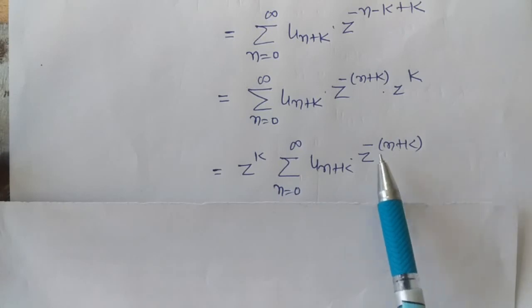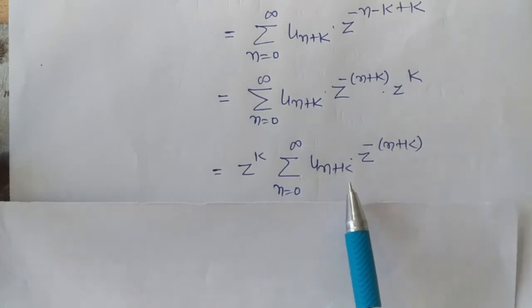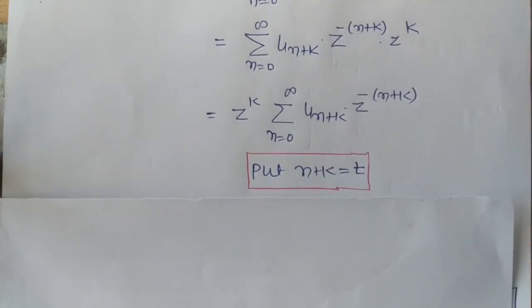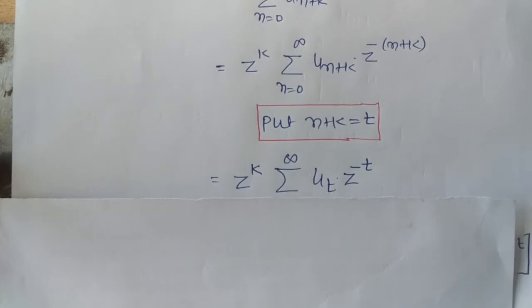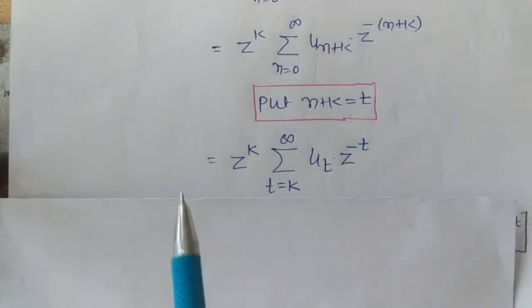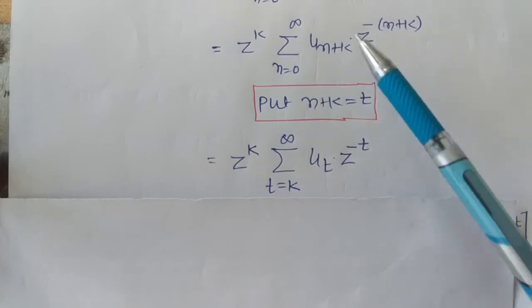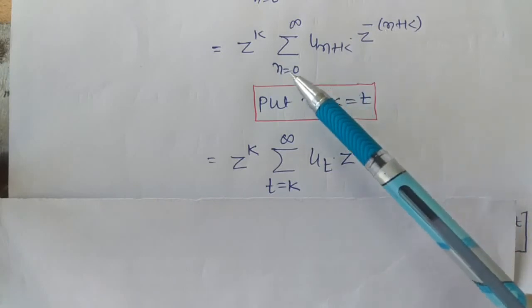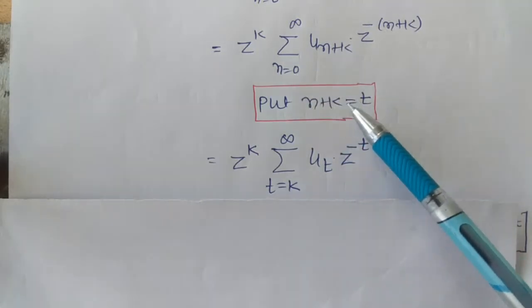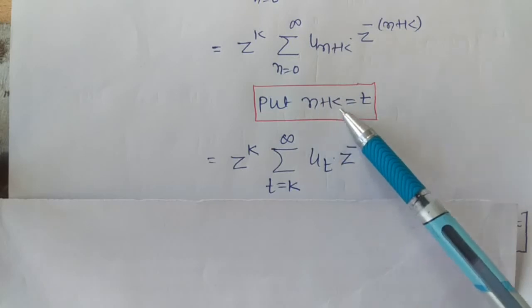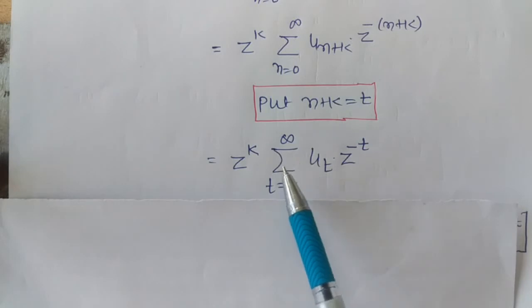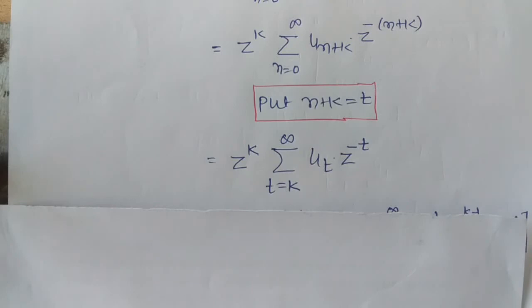Now we write n plus k equal to t. So put n plus k equal to t, we get z^k into summation u_t into z^(-t). Now for n equal to 0, the value of t is k, and for n equal to infinite, the value of t is infinite. So the summation is varying from t equal to k to t equal to infinite.